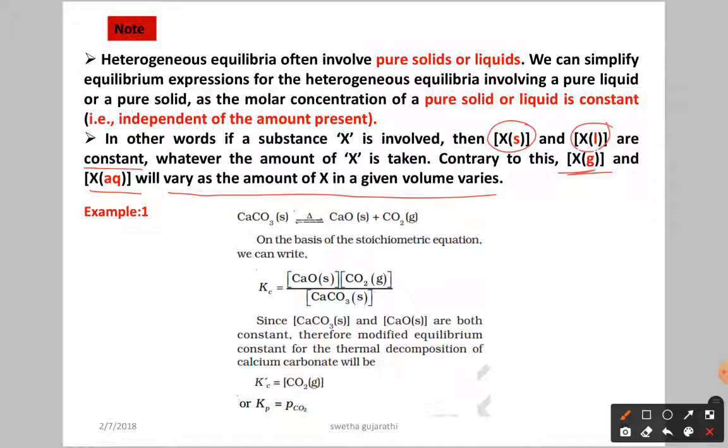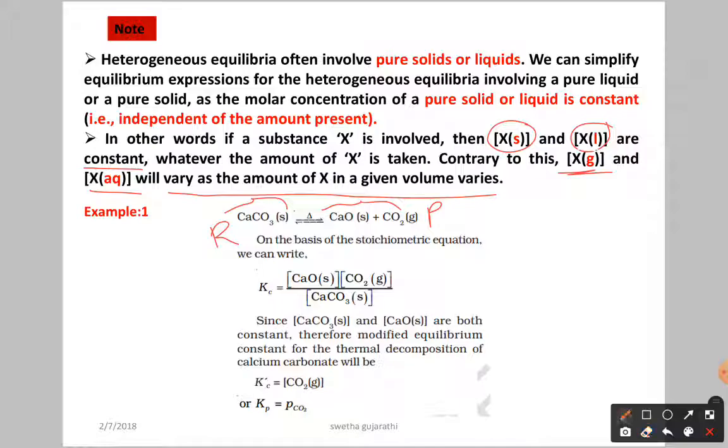So let us go for that example. Here we have calcium carbonate. If you go for heating, delta indicating heating, it is going to give calcium oxide plus CO2. As you know very well, we are going to write the equilibrium constant Kc. These are my products and this is my reactant for the forward direction. So we have the product of molar concentrations of products to the molar concentration of reactant.